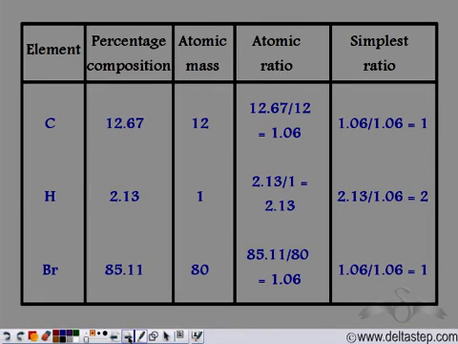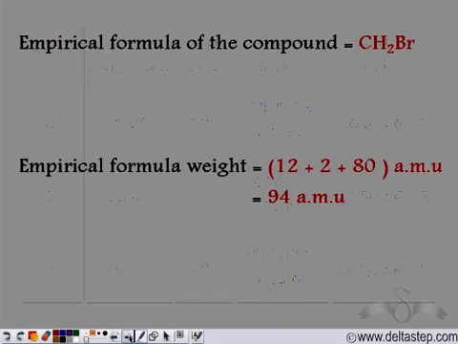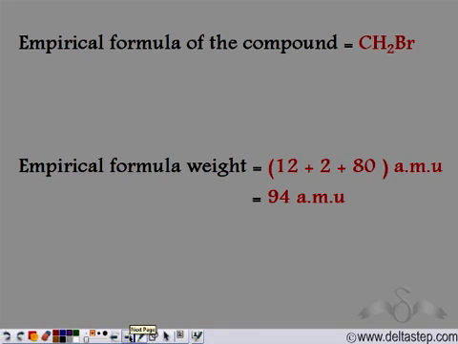So from these ratios, we get the empirical formula of the compound. So we get the empirical formula of the compound to be CH2Br. As we had seen, the simplest ratio for carbon was 1, for hydrogen it is 2, and for bromine it is 1. So whenever we have 1, we can ignore it. So the empirical formula of the compound is CH2Br.